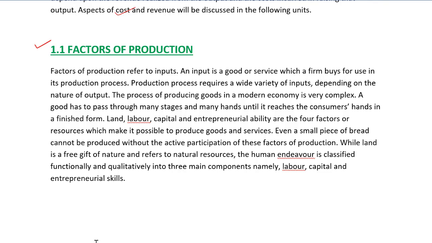So students, basically there are four types of factors of production. We have land, labor, capital, and entrepreneur. These are the four types of factors of production. For the land, the incentive or reward is rent. For the labor, the incentive or reward is wages. For capital, the incentive or reward is interest on capital. And for enterprise, it is profit.